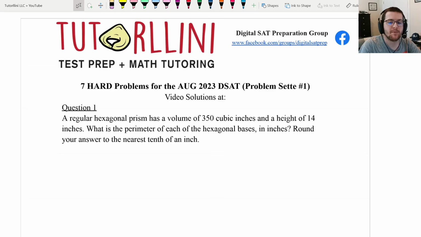Problem Set number 1. The goal of the Problem Set series is to provide an original worksheet of challenging problems right before the test date. This gives students the opportunity to push themselves while also reviewing a variety of topics.